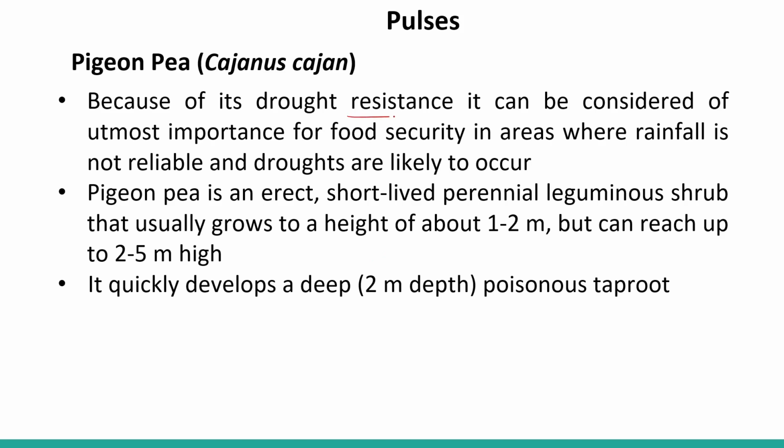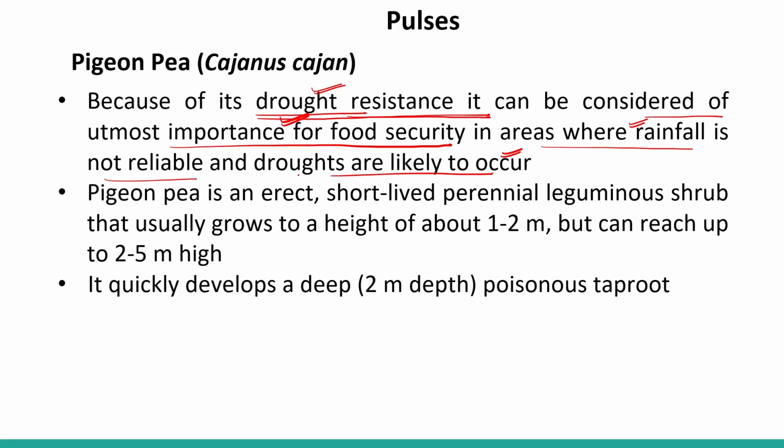Because of its drought resistance, it can be considered of utmost importance for food security in areas where the rainfall is not reliable and droughts are likely to occur. This pulse is favored in those areas of the country where less rainfall occurs every year, right? It is one of the important pulses for food security also. It has drought resistance capacity, so that is why it is grown in regions where there is less rainfall.